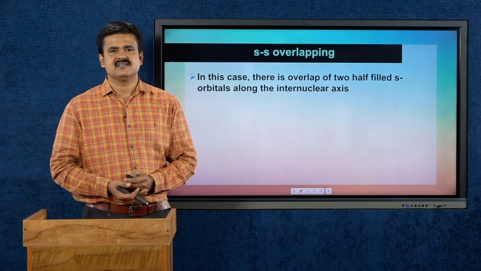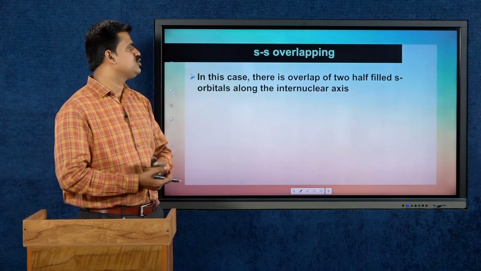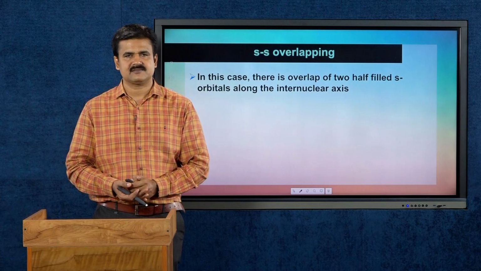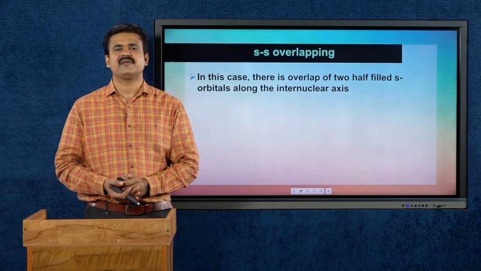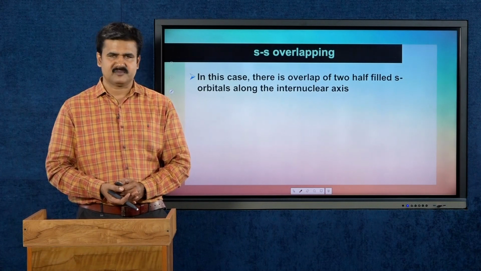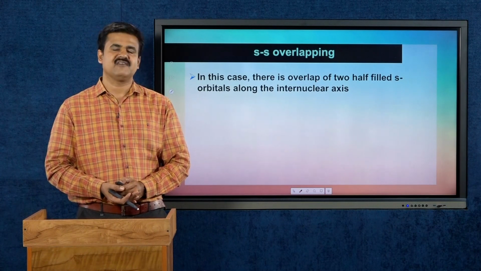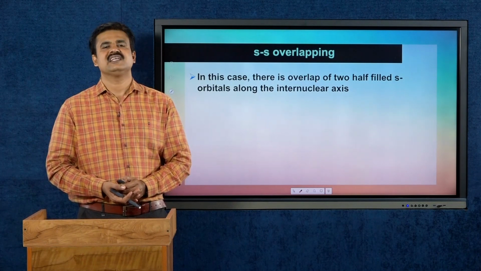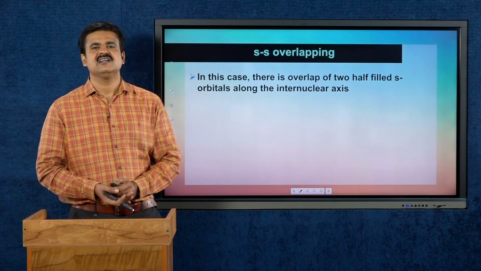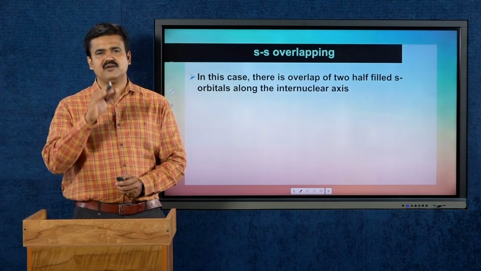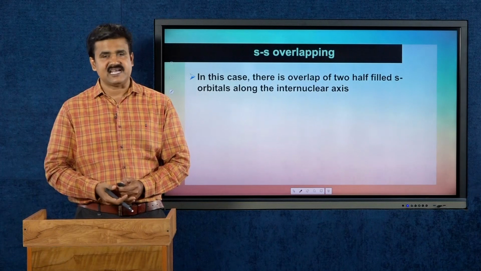In this case, there is overlap of two half-filled s orbitals along the internuclear axis. So, ss overlapping, as the name indicates, is the overlapping between two s orbitals. In order to get a covalent bond formation, the participating orbitals must be half-filled. So, ss overlapping can be considered as the overlap of two half-filled s orbitals along the internuclear axis.